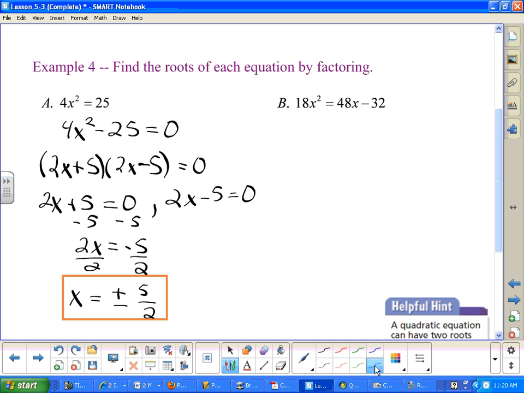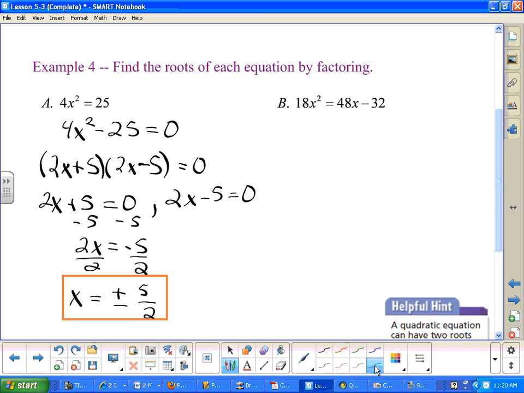Okay, letter B. Okay, once again, the first thing we want to do when we have an equation with x squared as our highest degree term is we always want to get it equal to 0 to solve the equation. And I want the x squared term to be positive.